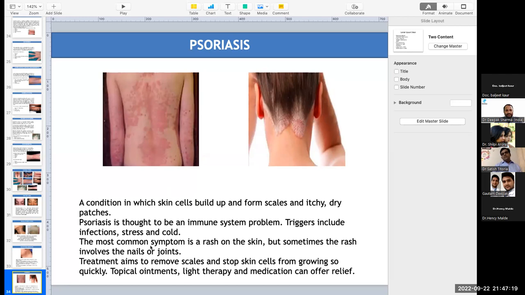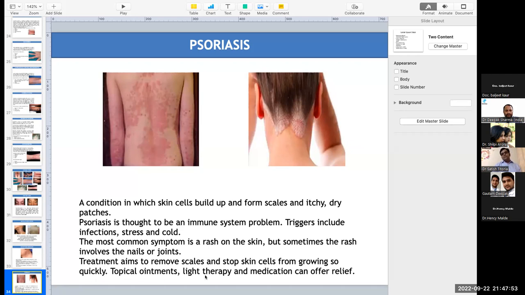If psoriasis involves the nails, then we call it nail psoriasis. And if it involves the joints, we call it psoriatic arthritis. So if any patient comes with extensive psoriasis and complains of joint pain, we should think that he or she is developing psoriatic arthritis. So treatment aims to remove scales and stop skin cells from growing so quickly.